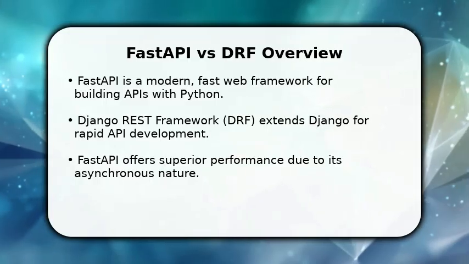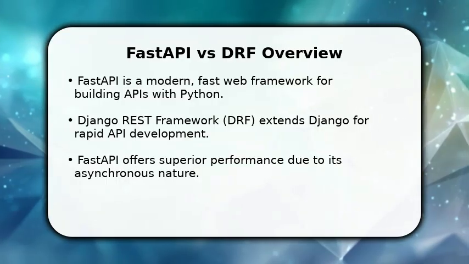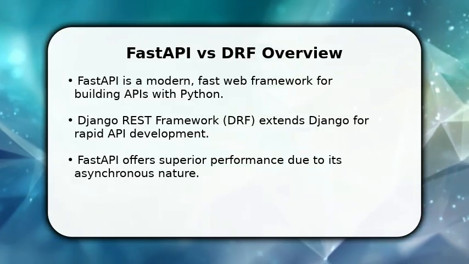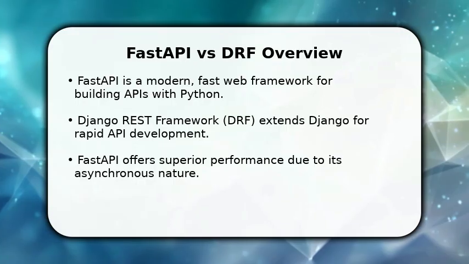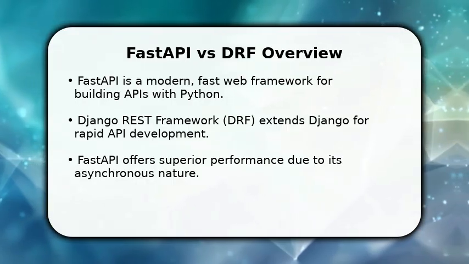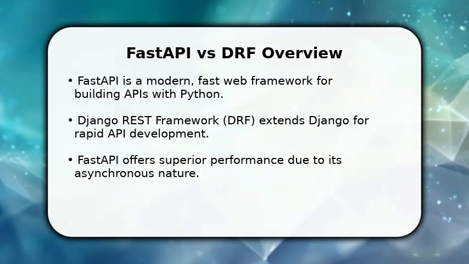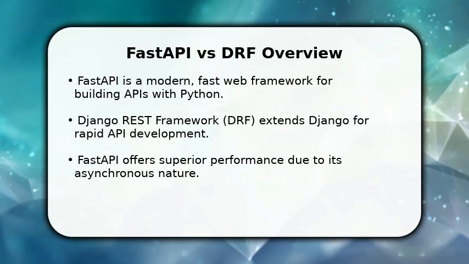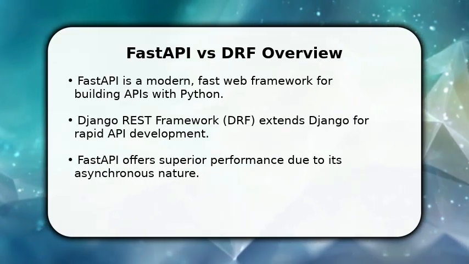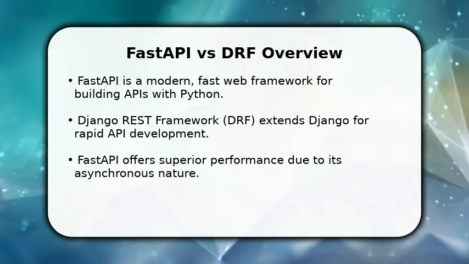In this video, I will compare FastAPI versus DRF. FastAPI is a modern, high-performance web framework for building APIs, leveraging Python type hints. DRF, or Django REST Framework, extends the robust Django framework, offering a comprehensive toolkit for rapid API development.